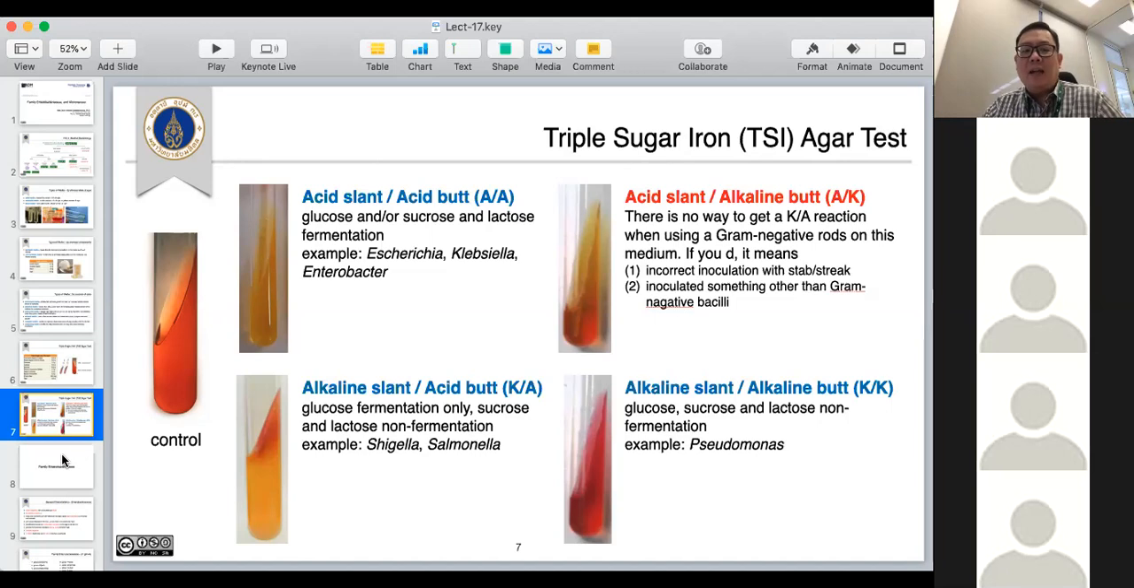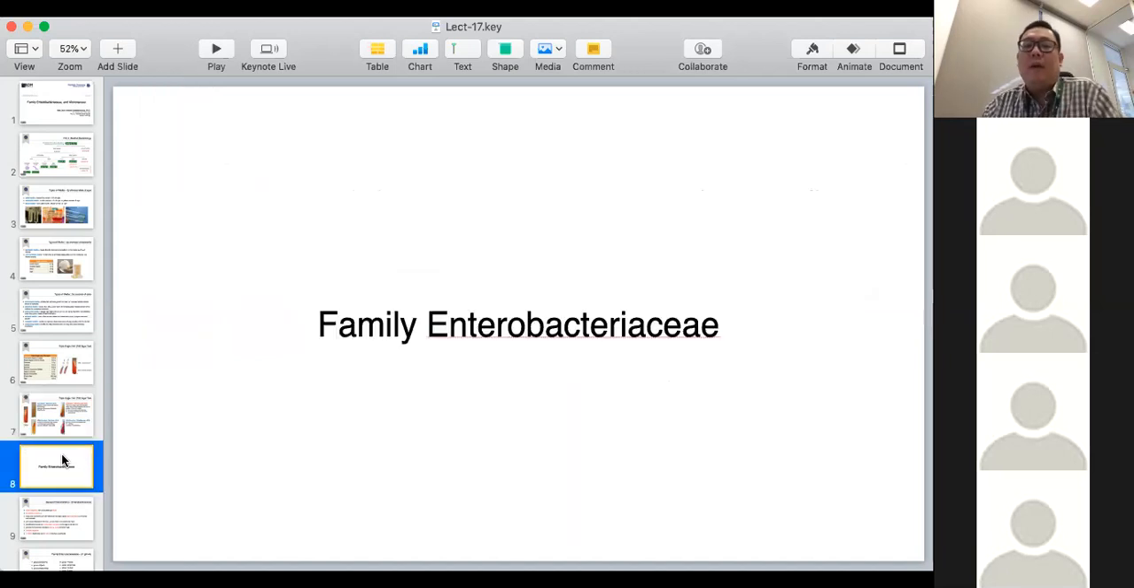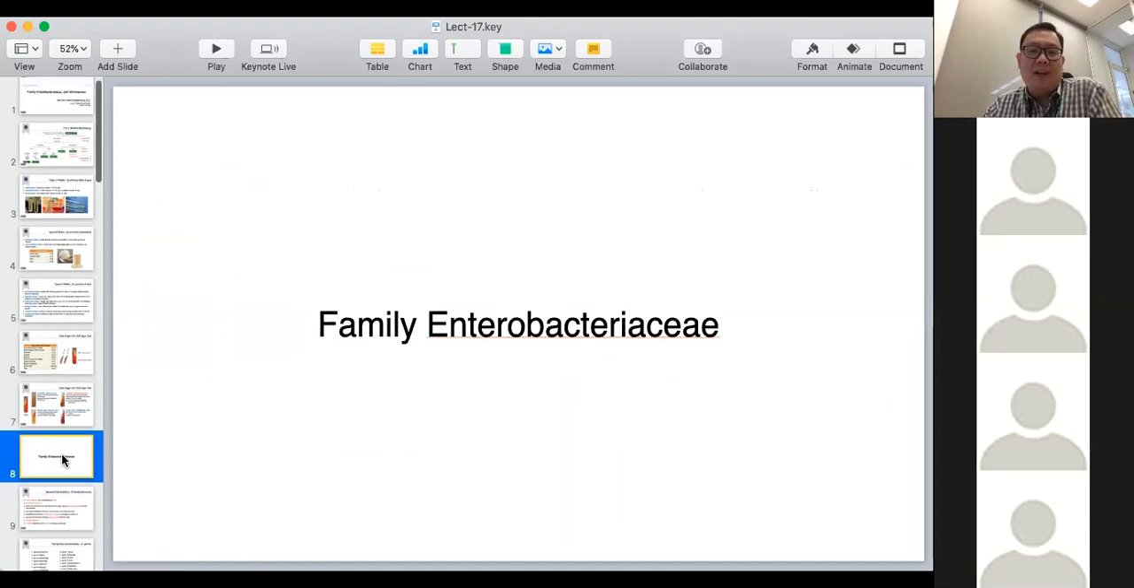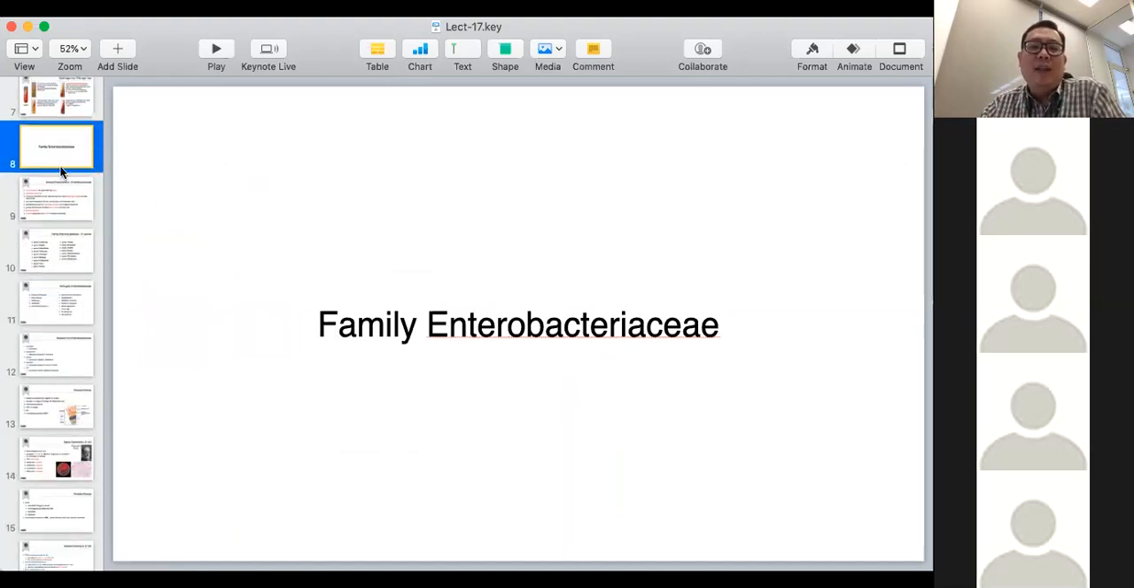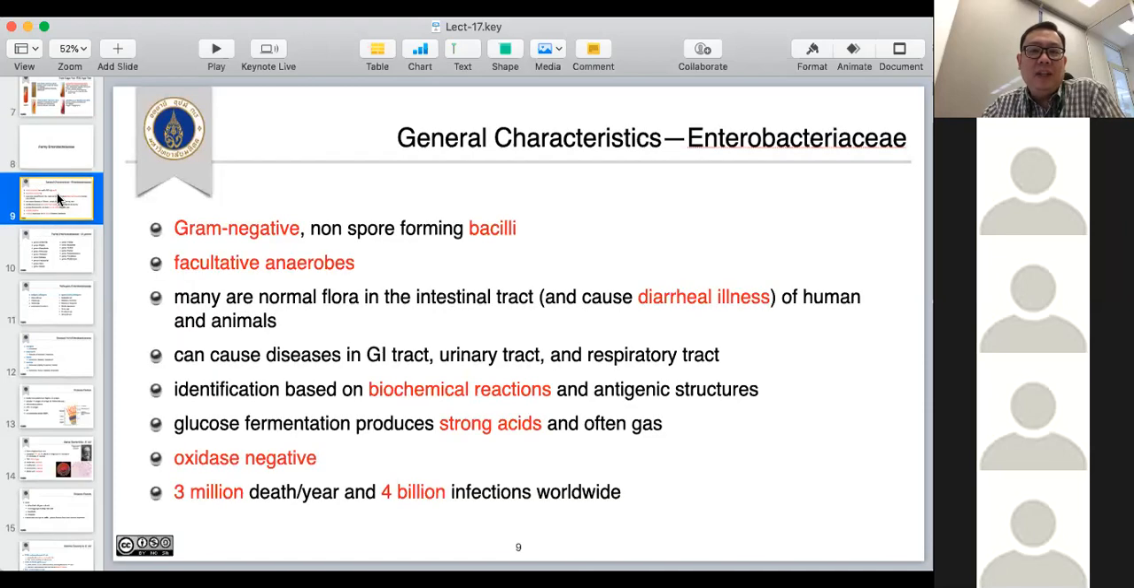Okay, let's start with bacteria from the first family, the Enterobacteriaceae. Enterobacteriaceae is a very huge family of bacteria. You will probably get used to Enterobacteriaceae. General characteristics: they are gram-negative, non-spore-forming bacilli, so everyone knows this. In terms of oxygen consumption, they are facultative anaerobes. That means they prefer oxygen, but they can grow in conditions without oxygen by fermentation.